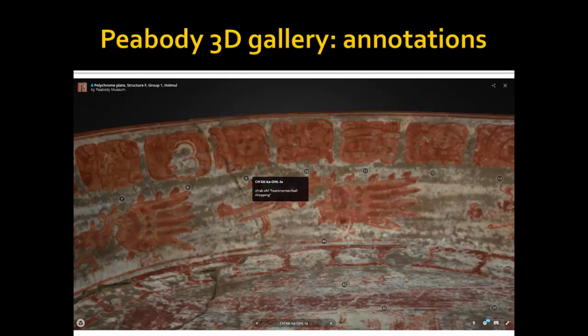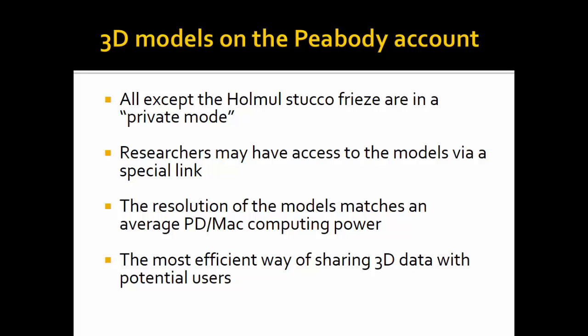So as I already mentioned, all of our objects, except the Homul stucco frieze, and that was a specific agreement with the Homul project, are in private mode. Researchers may access the objects through special links. The resolution is not so great compared to the resolution of our archival models, but it pretty much matches the average computing power of a PC or a Mac.